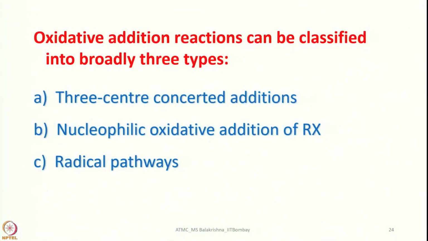So, now with this information, let us look into the mechanism of addition through 3 centered concerted addition, in which the two anionic ligands will go to cis positions on the metal center. That means oxidative addition reactions can be classified broadly into 3 types: 3 centered concerted additions, nucleophilic oxidative addition of RX, that means polar molecules, and radical pathways. So, when we perform oxidative addition, substrate molecules while adding follow one of these pathways.